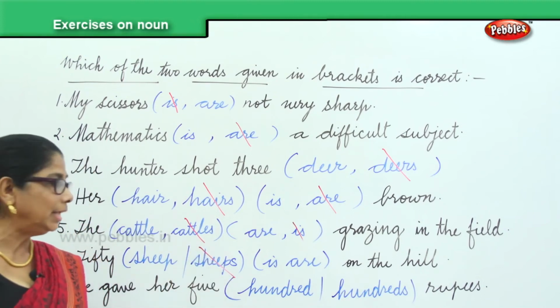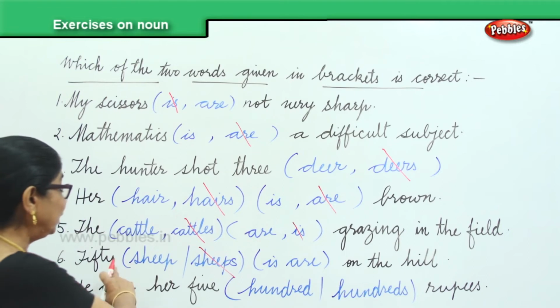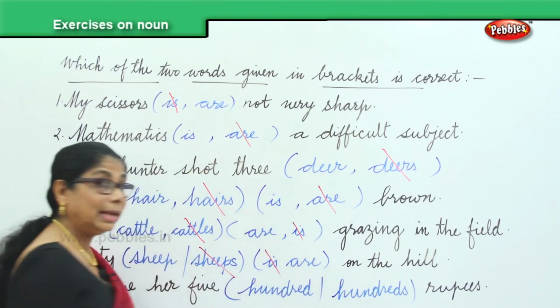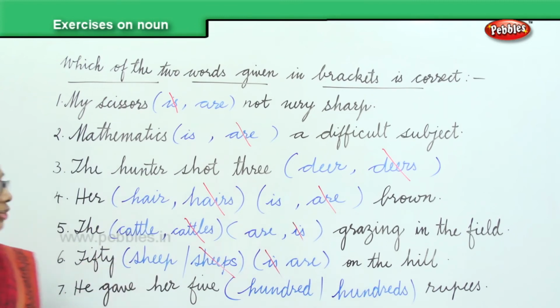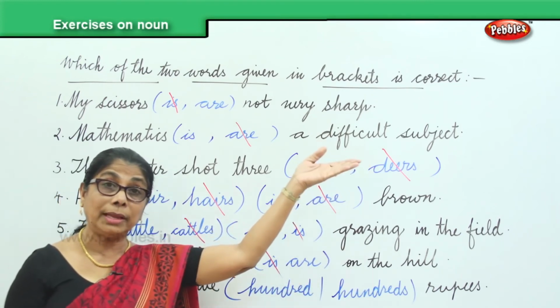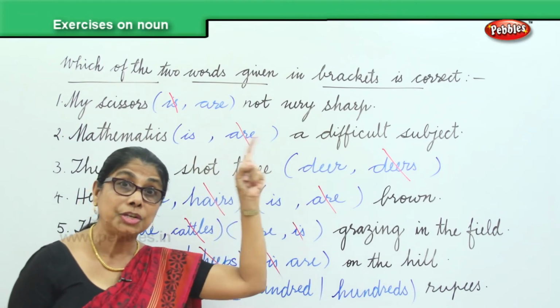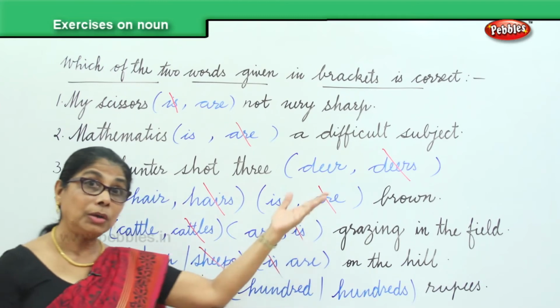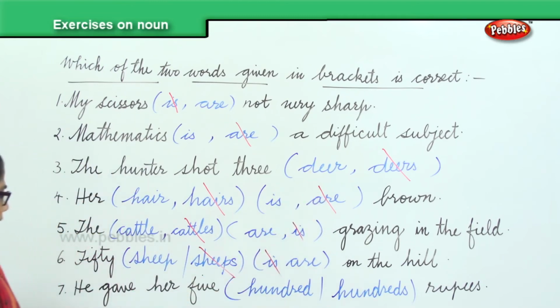So, 50 sheep. This 50 is a big number. So, are. We do not need is. 50 sheep are on the hill. How many did you count on the hill? 50 sheep on the hill. 50 sheep are on the hill. You counted them all.